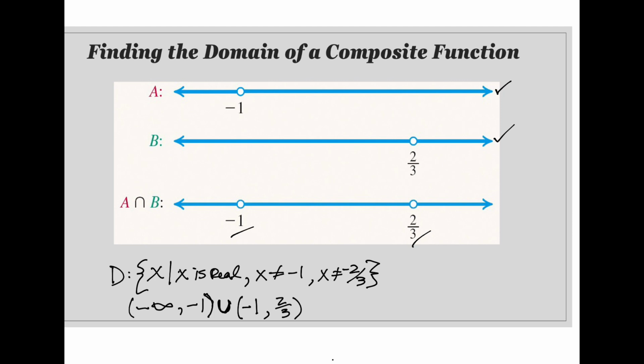The not equal to is shown with a parenthesis by those numbers. And then, of course, we start up again, going from 2/3 all the way to positive infinity. That's how we can show the domain here of this composite function in both interval and set notation.